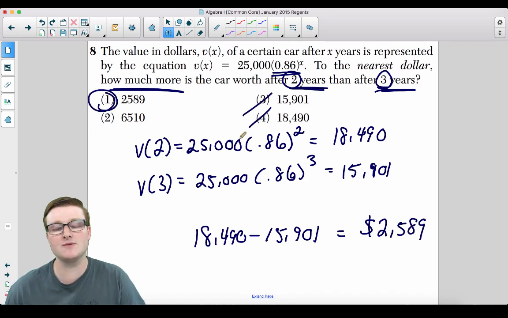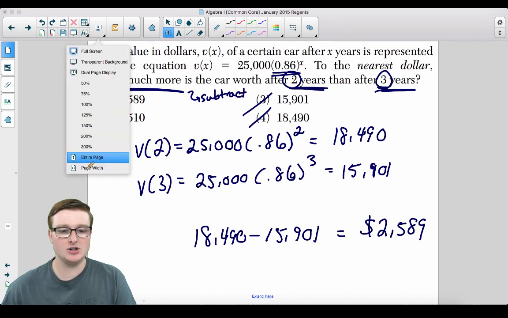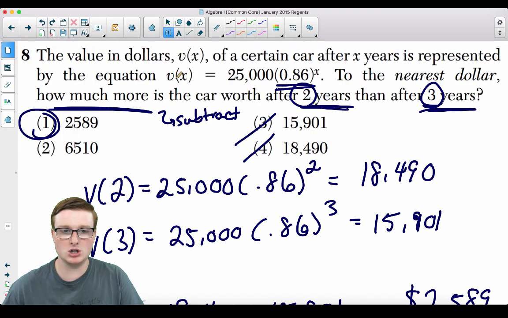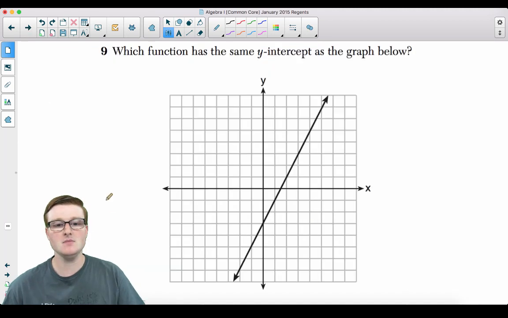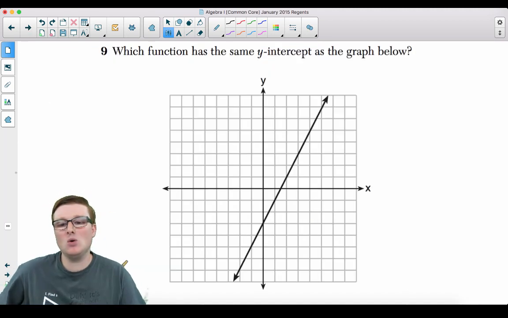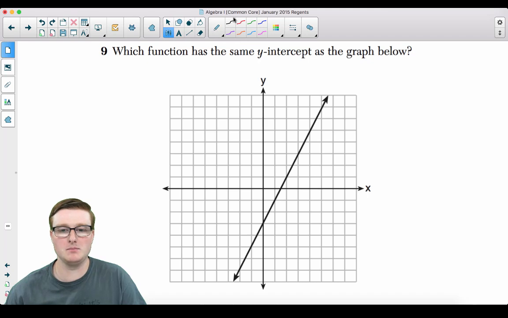Don't fall for the trap for choices 3 or 4. It's saying how much more. That means subtract. Okay? And that's how you do that question. Moving on to question number 9. Which function has the same y-intercept as the graph below?